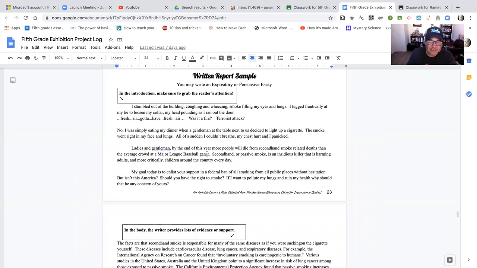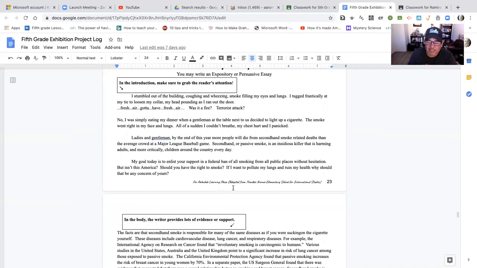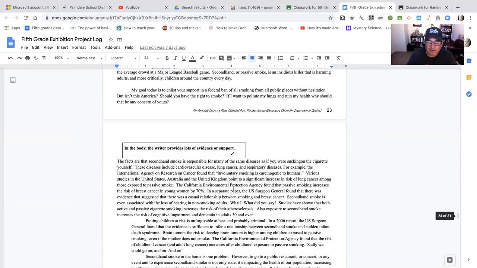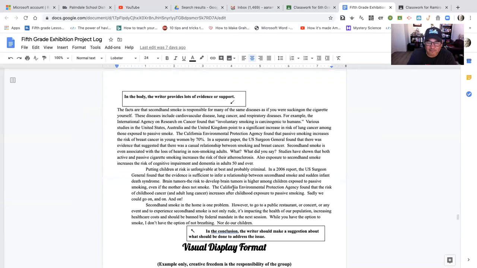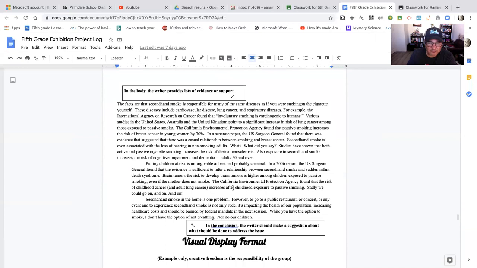If you read this example, it tells you the introduction should grab their attention, but it's like a commercial. It's saying, I stumbled out of the building, coughing and wheezing, smoke filling my eyes and lungs. It's acting as if it's something that's being seen. So you can use it for your PSA as a script. That way you're writing your essay, but you're also having something that you can read to share through your video presentation or part of your video presentation, okay?